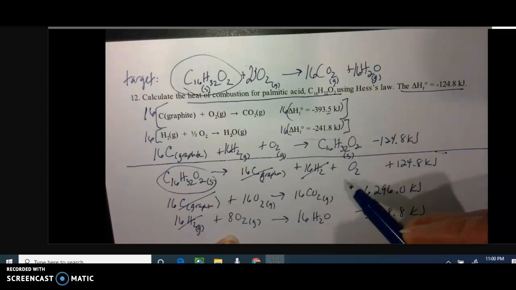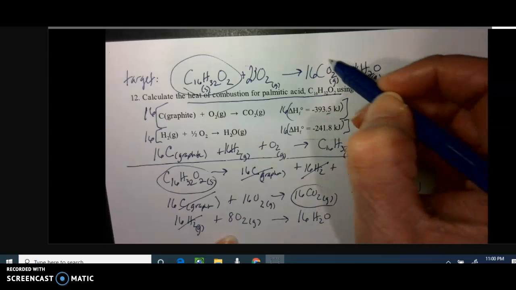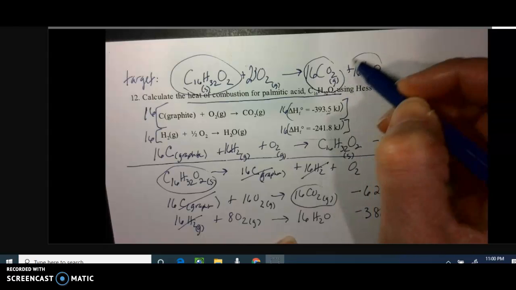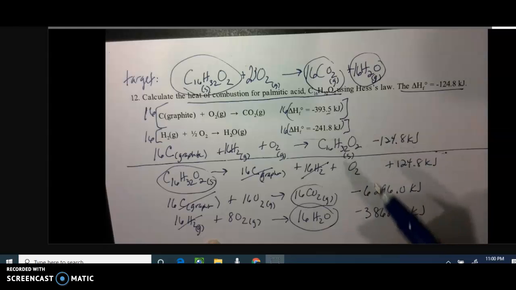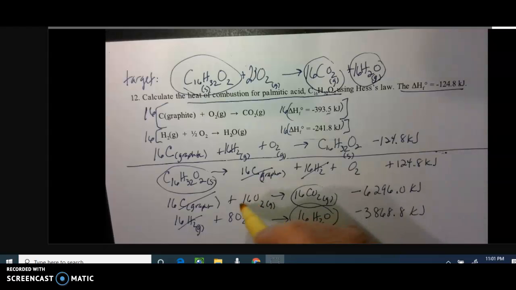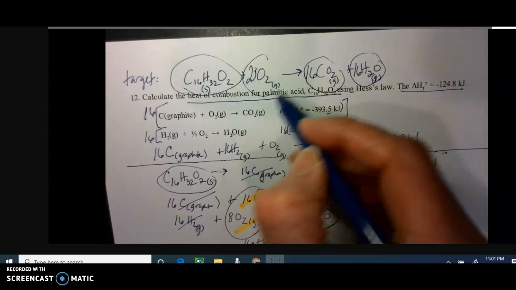Again, I'm looking at what I need. My carbon dioxide I need in my final equation, and my water I need in my final equation. So these all have to stay. So really I need to check oxygen, and if we've done everything correctly, those oxygens are all going to work out. There are 3 different places. To get my oxygens, I have 16 plus 8 on the reactant side minus 1, which gives me my 23 O2s. So the combination of all of these gives me my 23.